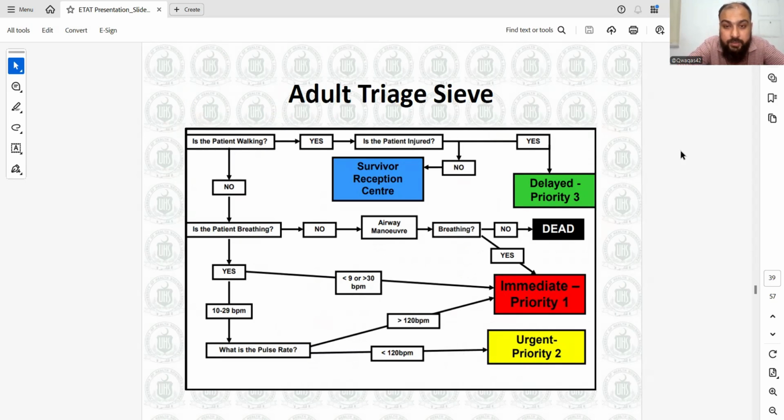This is the adult triage sieve. You can see if the patient is walking, yes or no. If the patient is breathing, yes or no. Then these are the next steps. If the patient is walking, is the patient injured, yes or no? If the patient is not injured, then delayed priority.